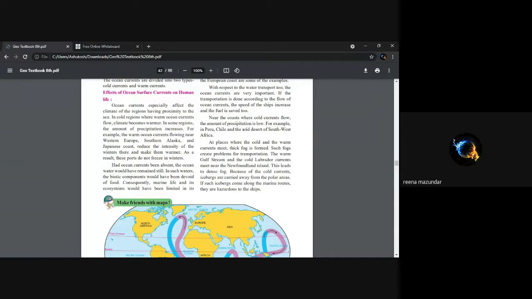So we find that the cold currents and warm currents are already there, but they can be quite dangerous at times. I think I'm clear up to here, everyone. Shall I proceed further?